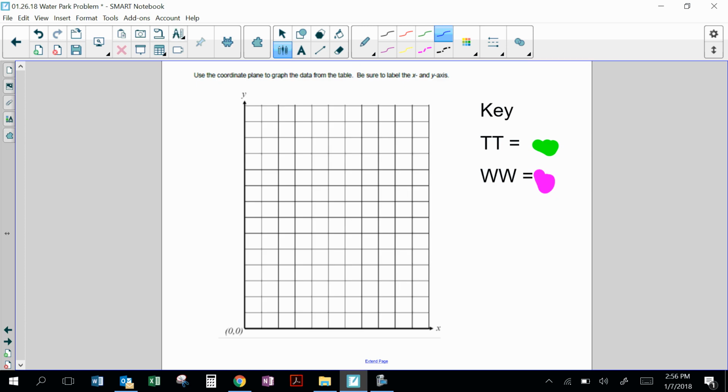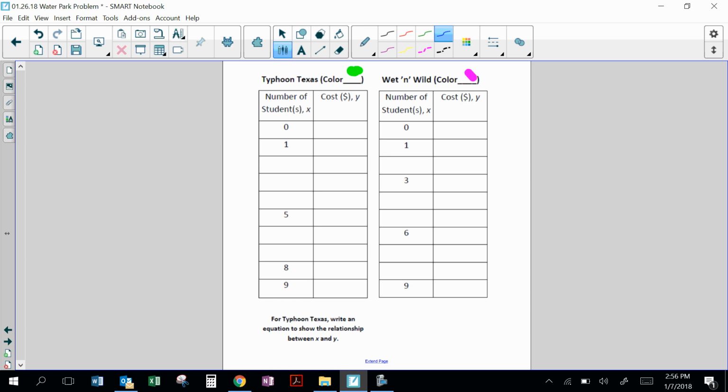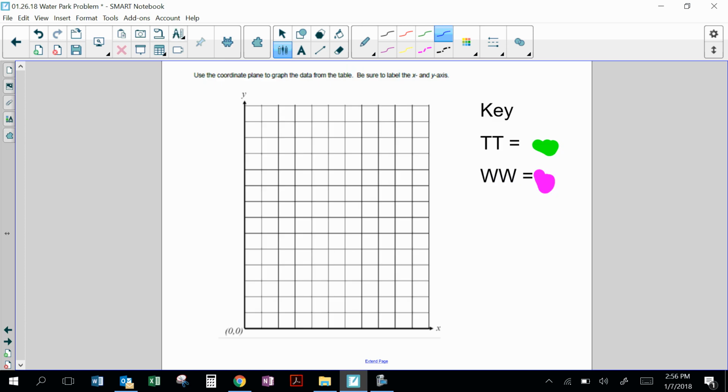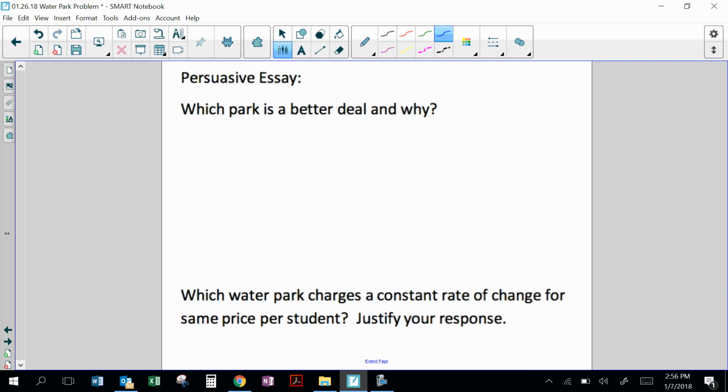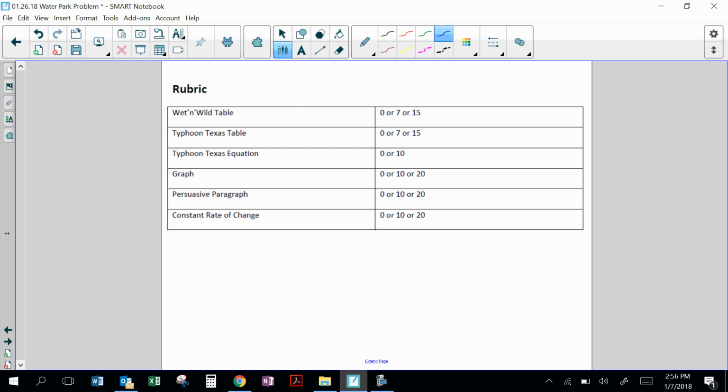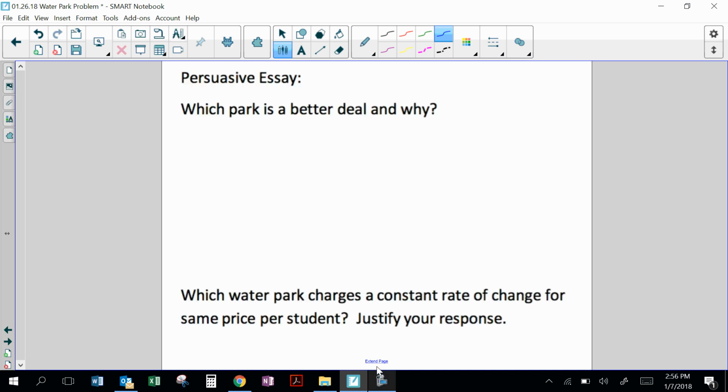Through this graph or through the table, you're going to realize which water park is cheaper at a certain point. Then it should be tied. And then another water park will be cheaper at another point. And through that, you're going to tell me which one is a better deal. And then you're going to tell me which water park charges a constant rate of change, the same price per student. There is one water park that charges the same steady rate, no matter how many students you bring. And then there's a rubric. All right, that is our lesson.